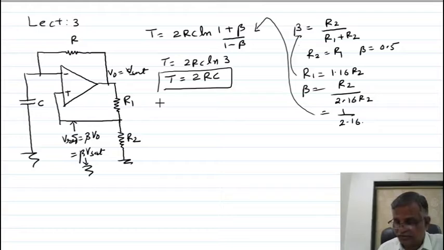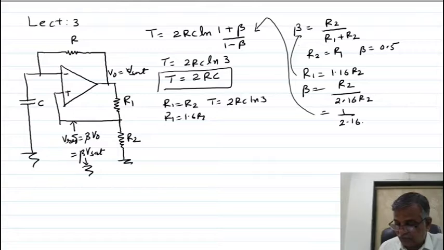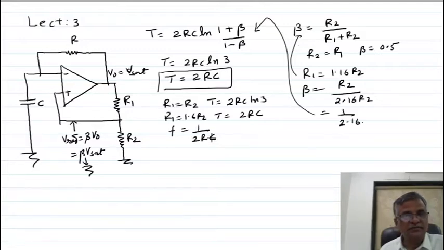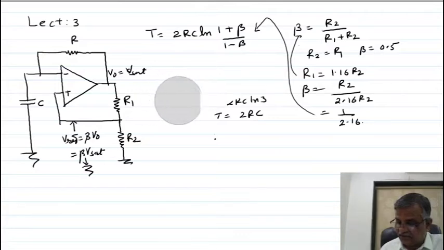Remember this one line, I am giving you some important points for the MCQ papers. If your R1 is equal to R2, then T is equal to 2RC ln 3. If R1 is equal to 1.16 R2, then T is equal to 2RC, or frequency f is equal to 1 upon 2RC. I think you should remember these things.